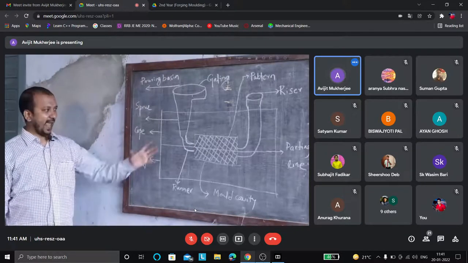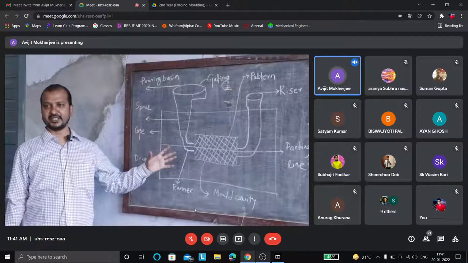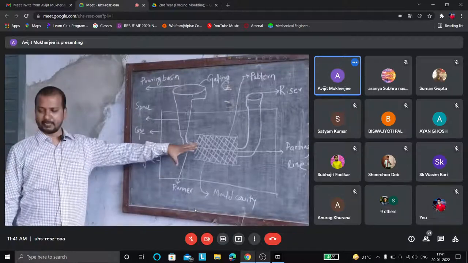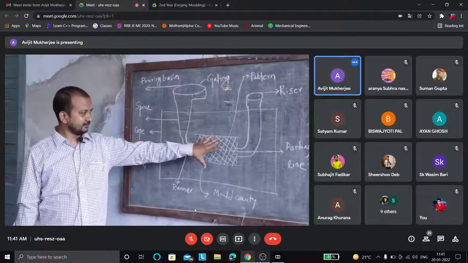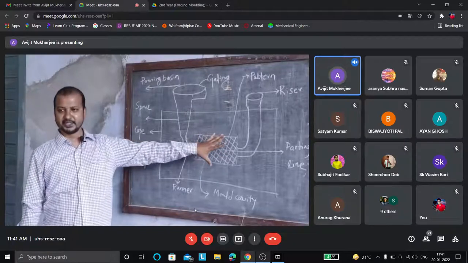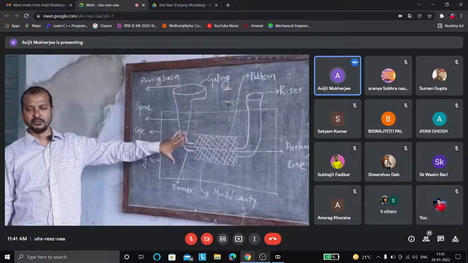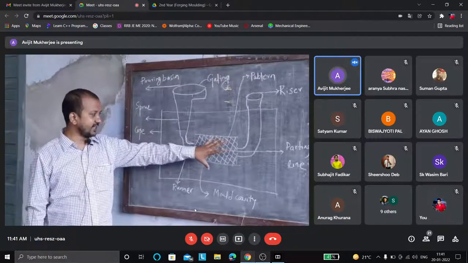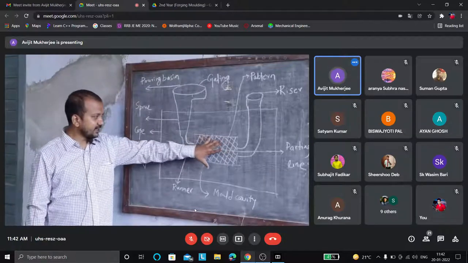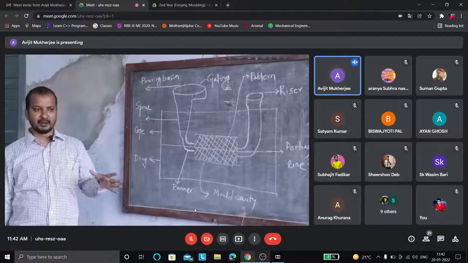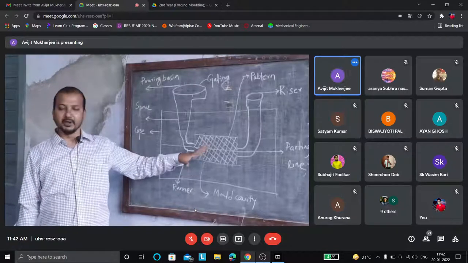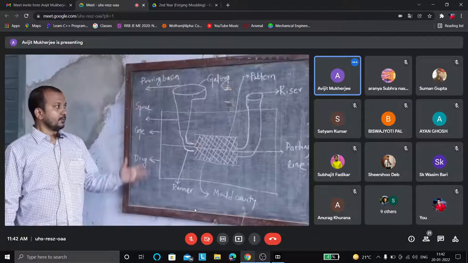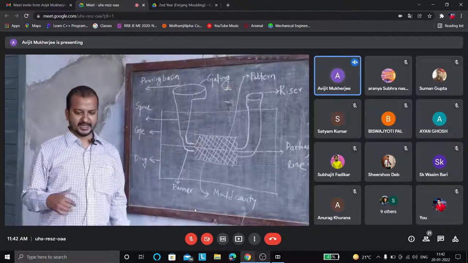Another thing: as solidification and cooling are involved, if the entire section of the mold cavity is not uniformly solidified or cooled, we may not achieve similar mechanical properties. So sometimes we may have to heat treat the casting product. Now, we are going to take each thing one by one.